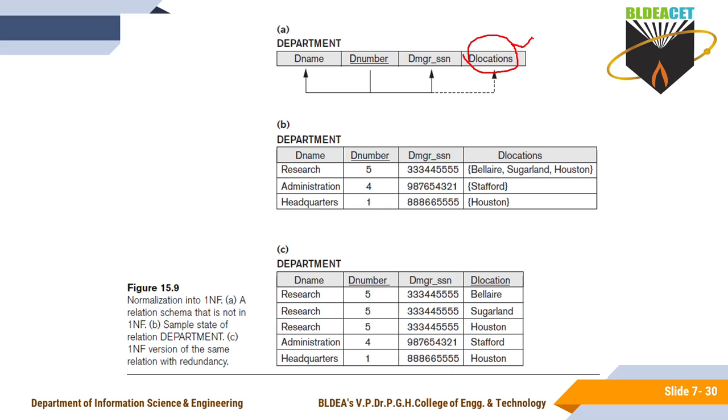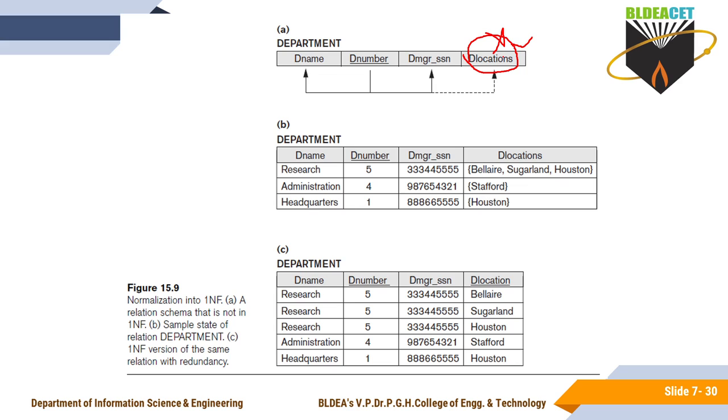In the first normal form, all the attribute values must be single valued. But here for D location we get multiple values, because the same department may be located in different locations. So D location violates the first normal form. Then what is the procedure you have to follow? If it is not in the first normal form, you check which attribute violates it. This attribute violates your first normal form.